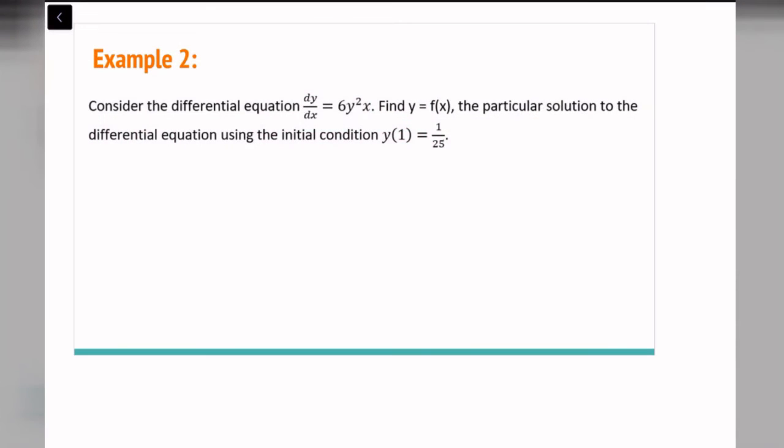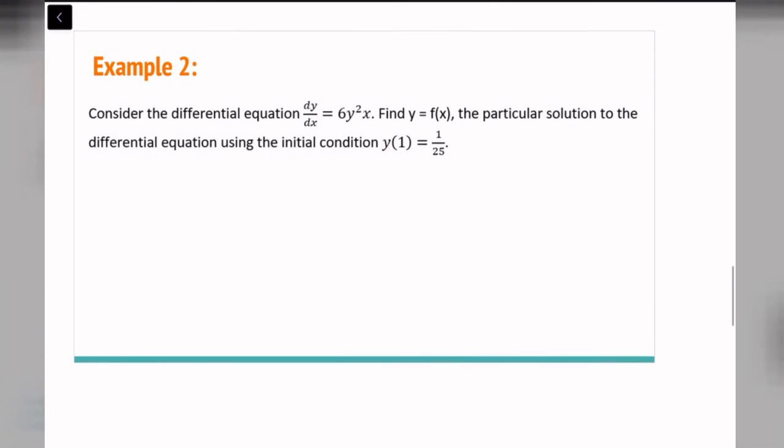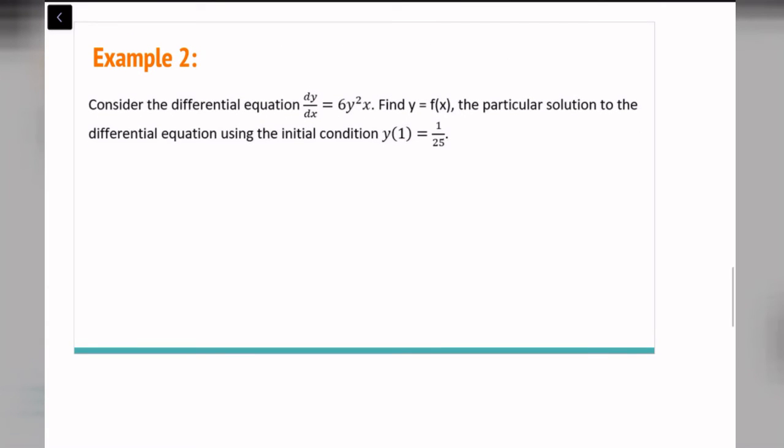All right, one more example. So let's consider this differential equation. We have dy over dx equals 6y squared times x, and we want to find y equals f of x, so this means it must be in y equals at the end.